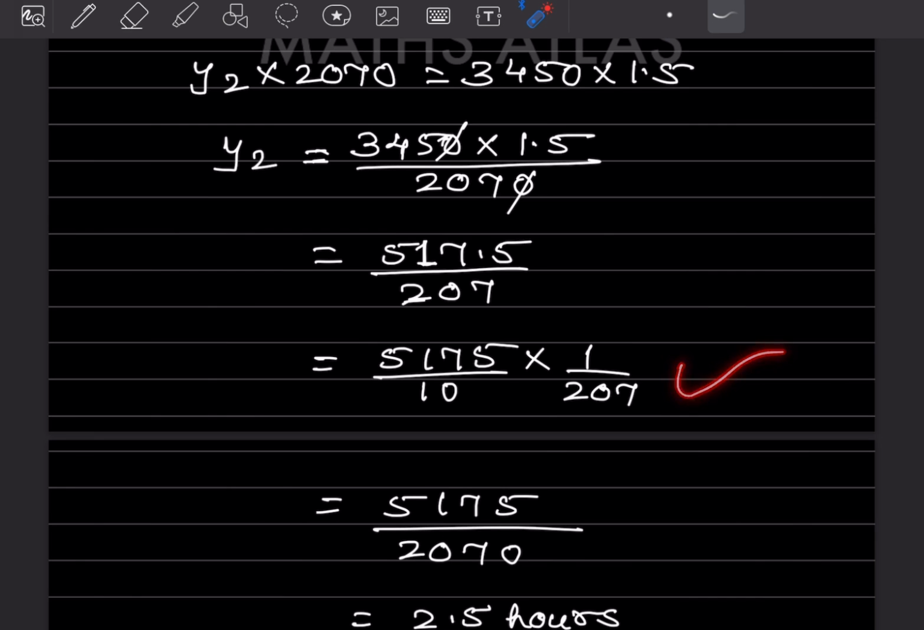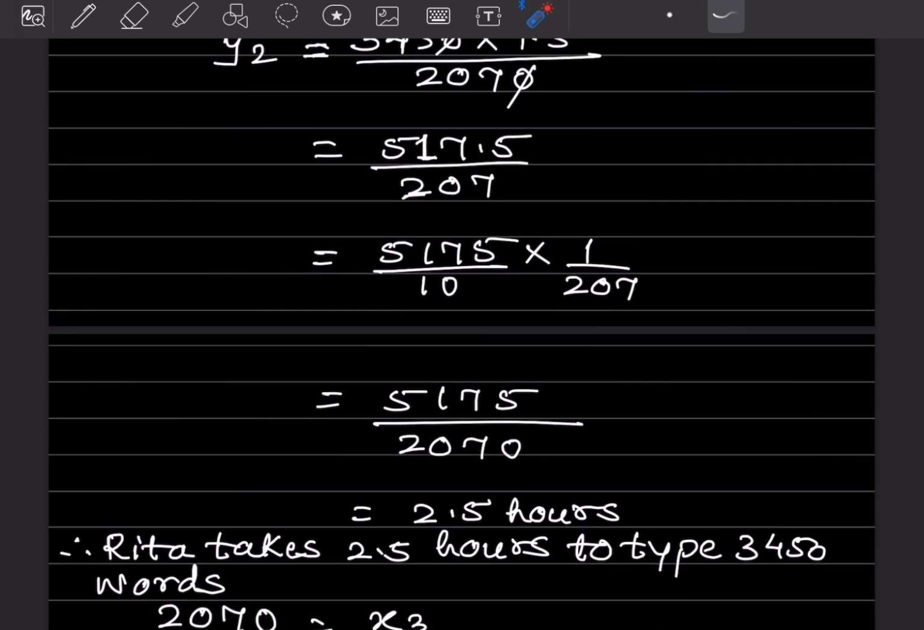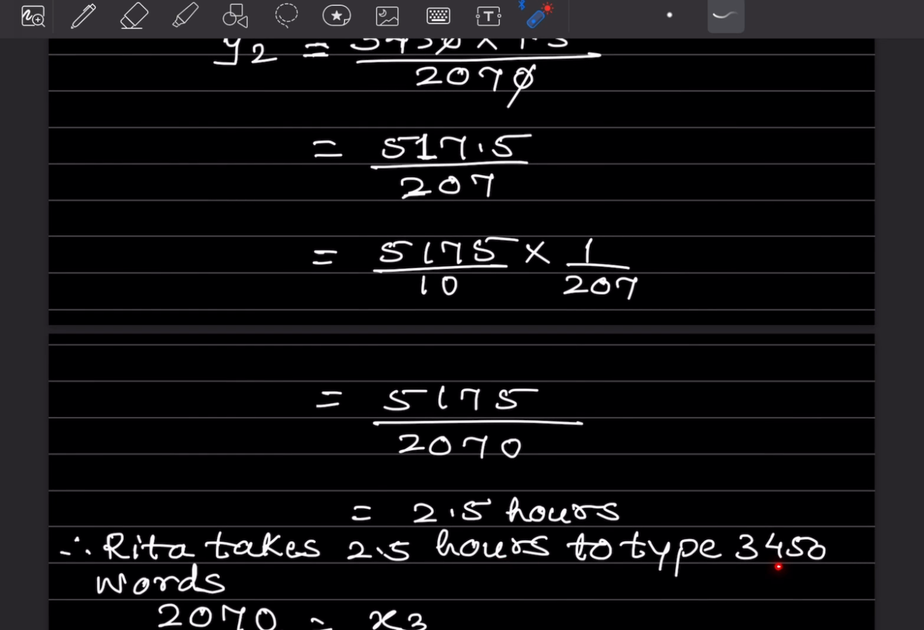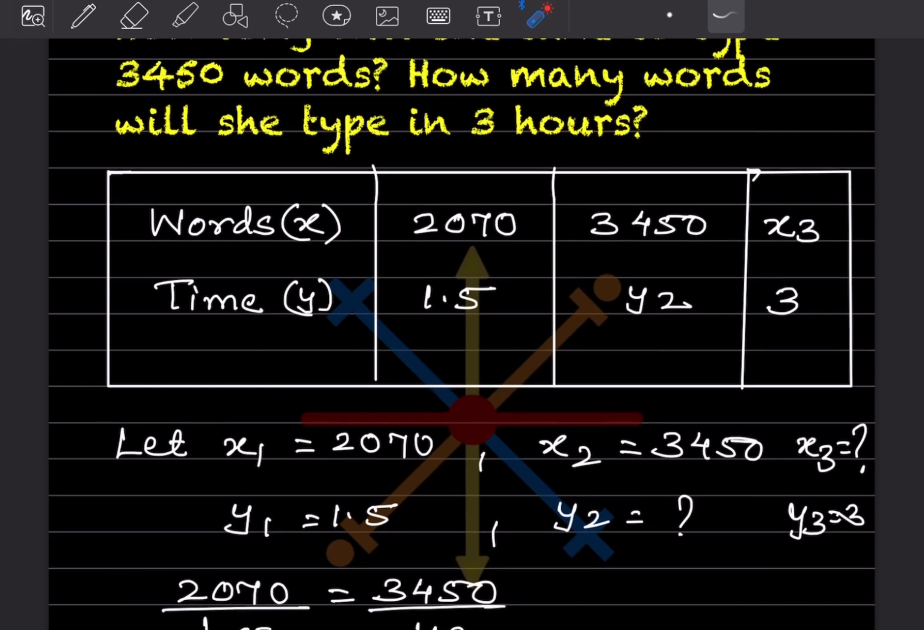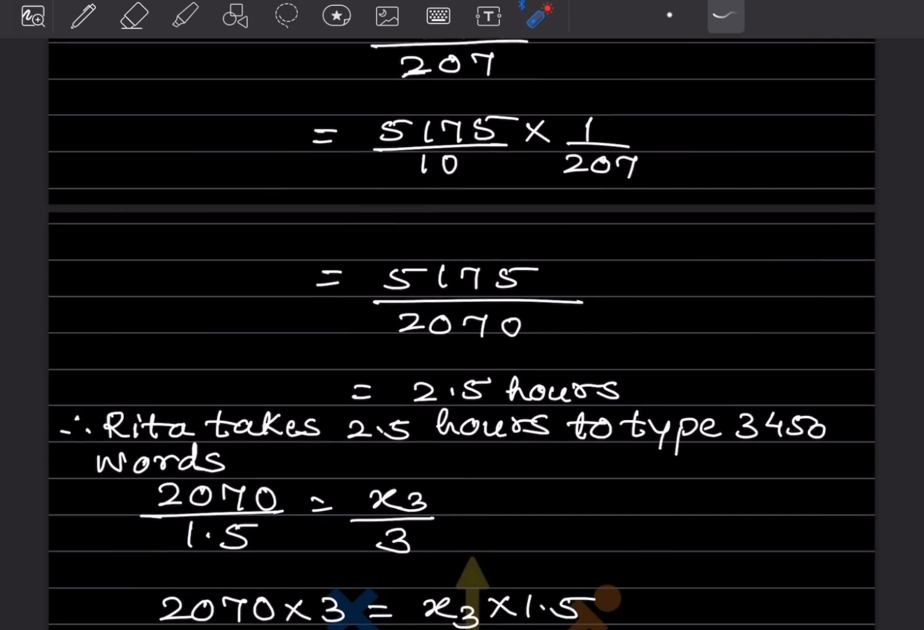This is a long method. You can also do it as you like. So that will be 2.5 hours. So we can say Rita takes 2.5 hours to type 3050 words. So this is the first part of it. So how many words will she type in 3 hours? So what will you do now?